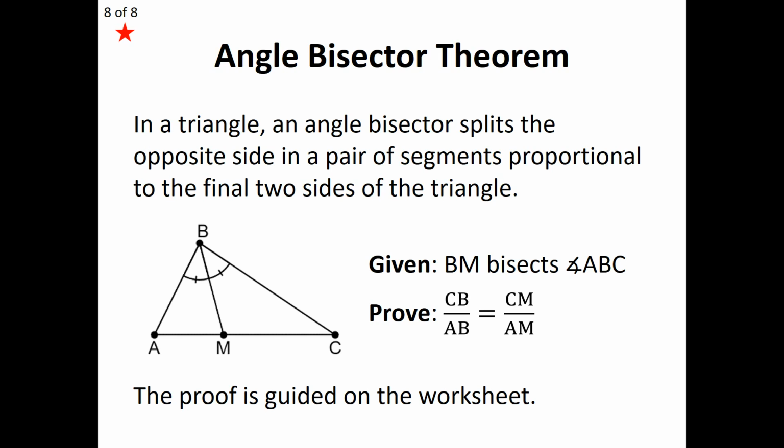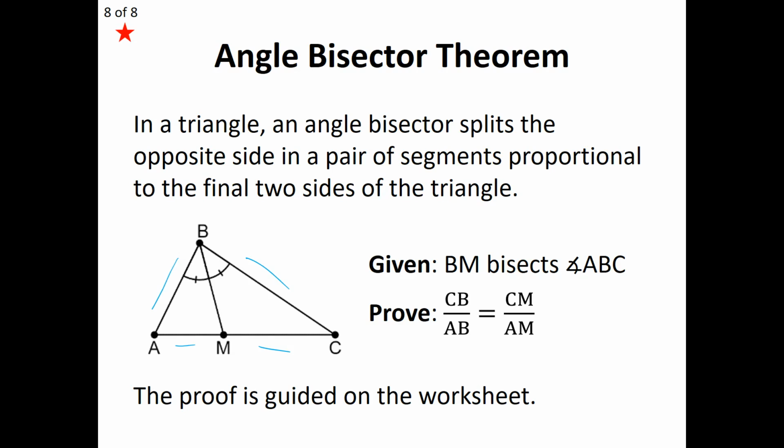As it turns out, those two parts form a ratio, and that ratio is equal to the ratio of the final two sides. Meaning, what are the remaining two sides of our triangle? That would be sides AB and BC. Those two sides, we form a ratio. It's the same ratio as the two parts here, and that means we can actually form a true proportion. So let's take a look at how that unpacks in our proof statement. We see that the ratio of CB to AB, that's the ratio of the two sides, is equal to the ratio of CM to AM.